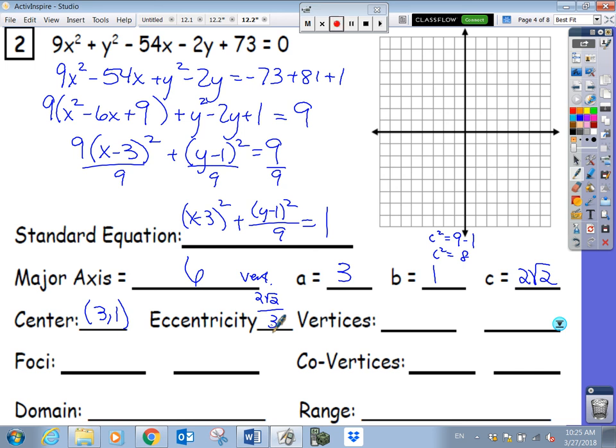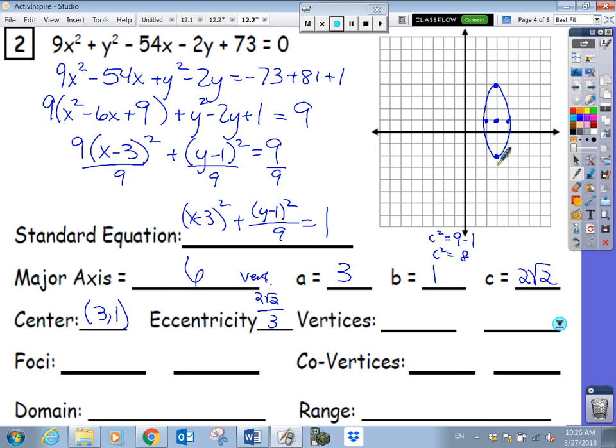And then I'm going to go to graphing it. So the center is (3, 1). And then we know it's vertical. There's a 1 right here, so that's how we're going to move on the x-axis side to side, and there's a 9 under the y, so that's how we're going to move on the y-axis. Y goes up and down, x moves side to side. So the major axis is vertical, so we're going to go up 3 and down 3. For the co-vertices, over 1, over 1. So there's your ellipse.